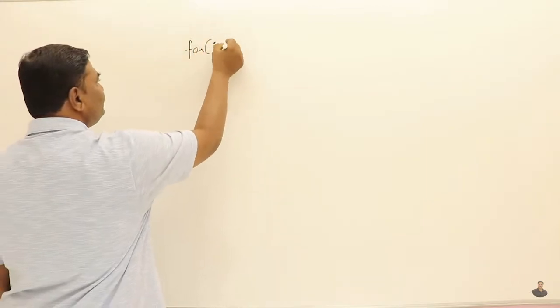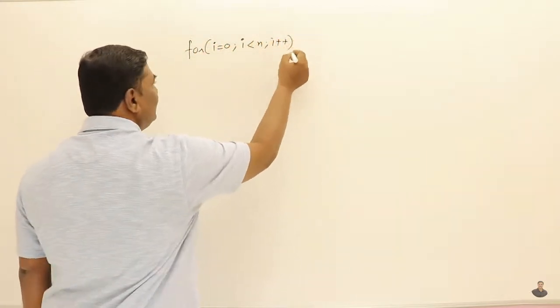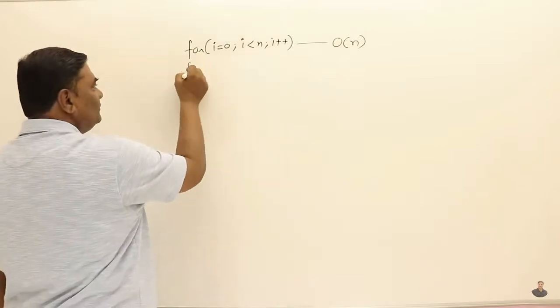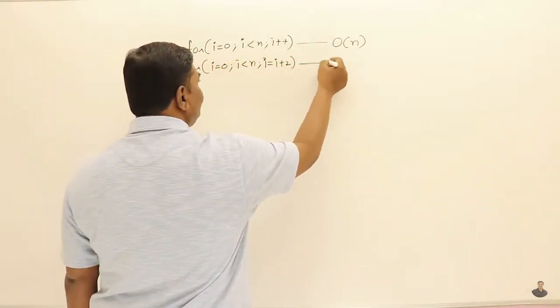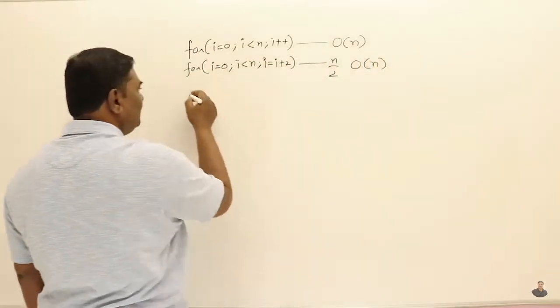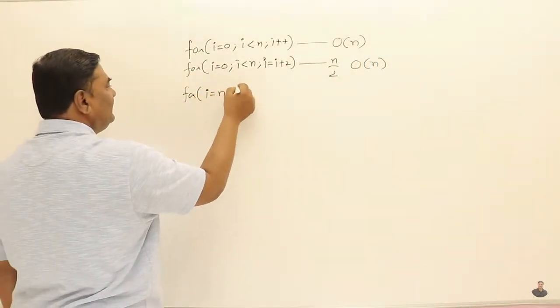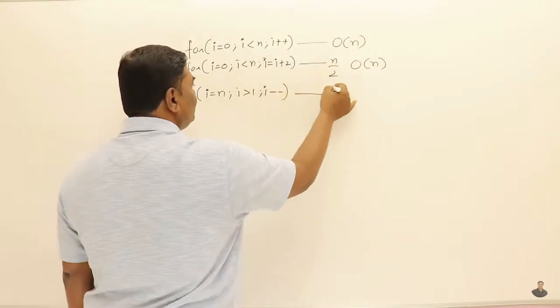Now let us write some pieces of code and see what time complexities we have got so far. If I write a for loop, for I assign 0, I is less than n, I plus plus, for this we got the time as order of n. This is an incrementing loop. If this is written as I assign 0, I is less than n, and I assign I plus 2, this is going to be n by 2, that also will take order of n. Then for I assign n, I is greater than 1, I minus minus, this is also order of n.